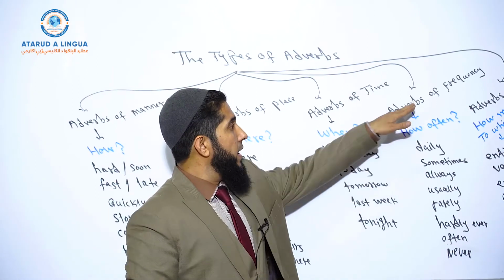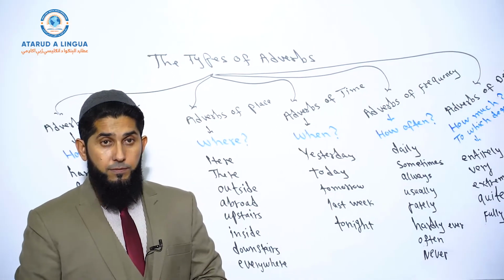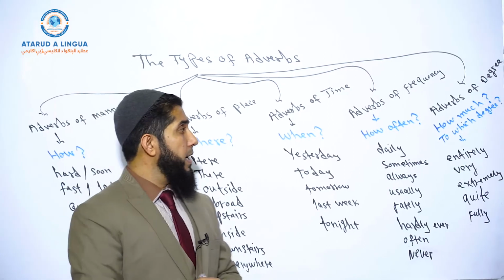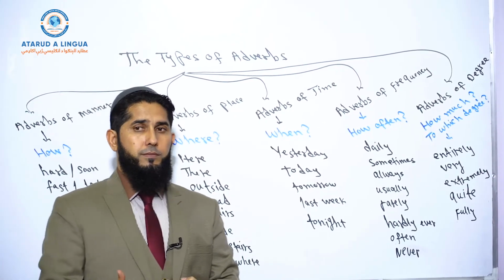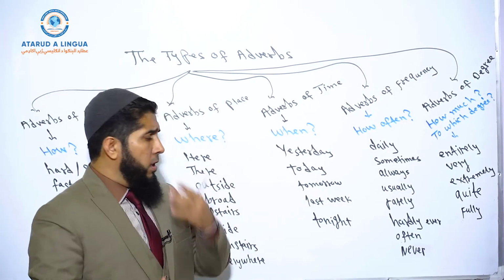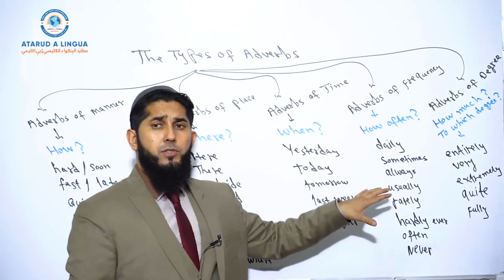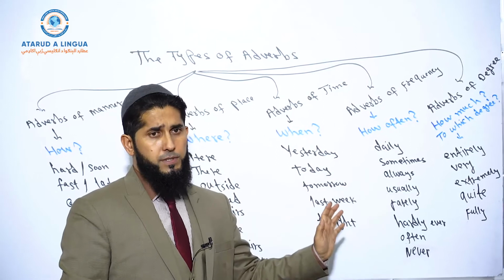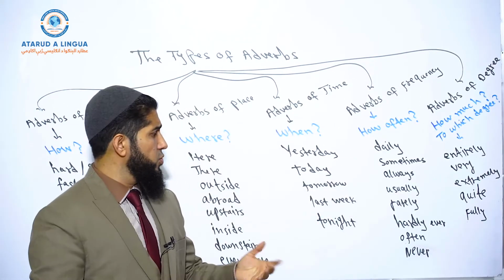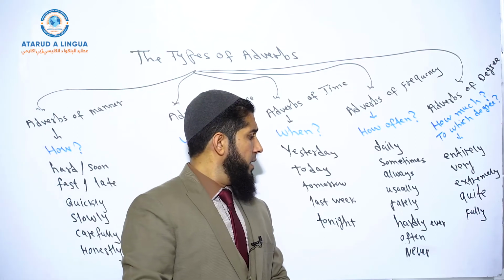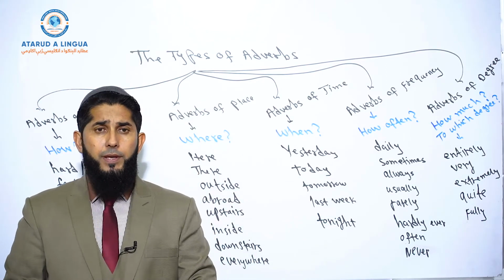And then you have adverbs of frequency. Like how often something is happening. Adverbs of frequency answer the question how often. Daily, sometimes, always, usually, rarely, hardly ever, often, never, okay?